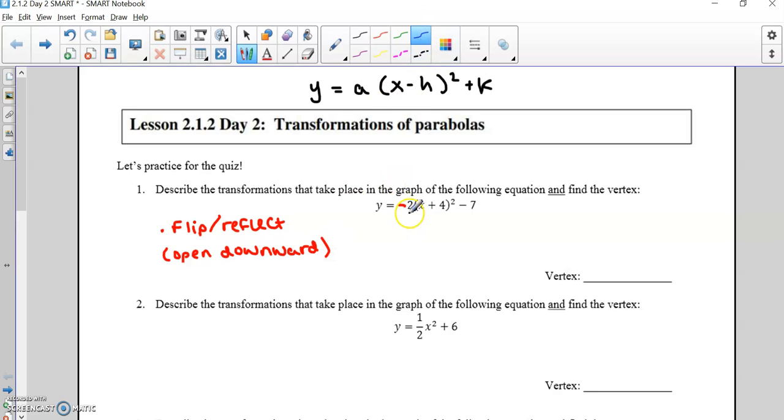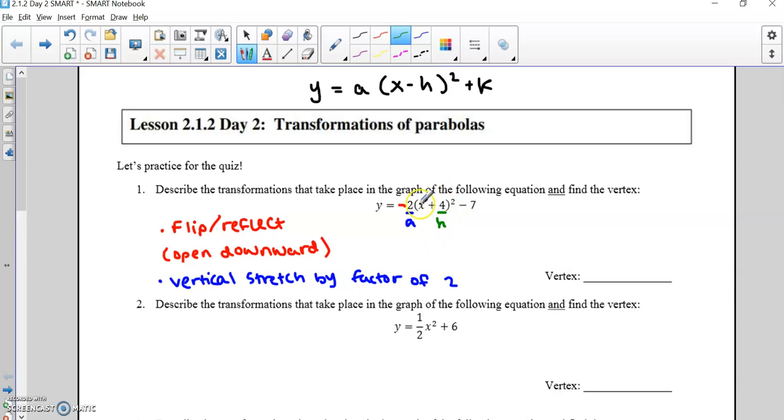Next we'll take a look at this 2. That is our A value. So since it's our A value, it controls the stretches and compressions, and because it's a number greater than 1, we know that we're going to have a vertical stretch by a factor of 2. Right? Next we'll do our H, that's this 4, and H is responsible for left and right movement.